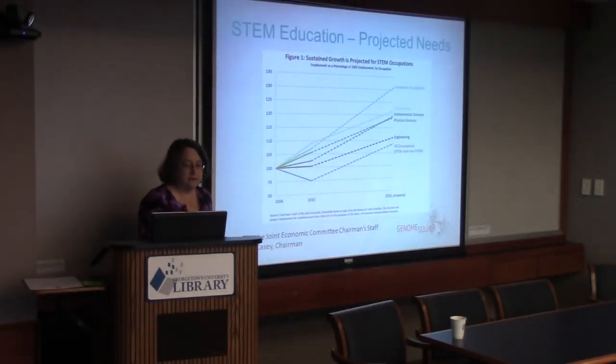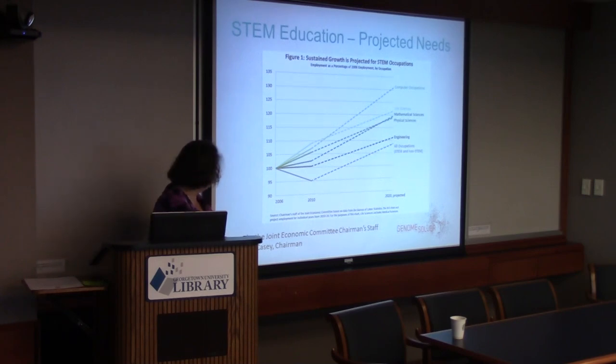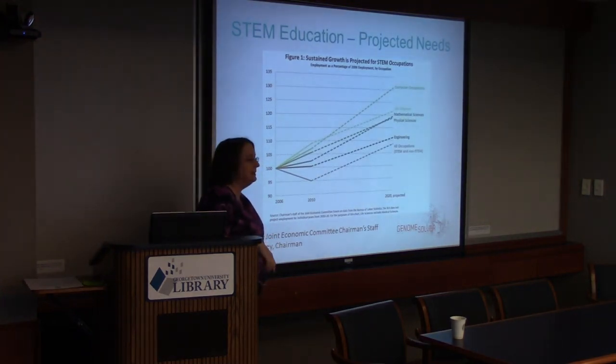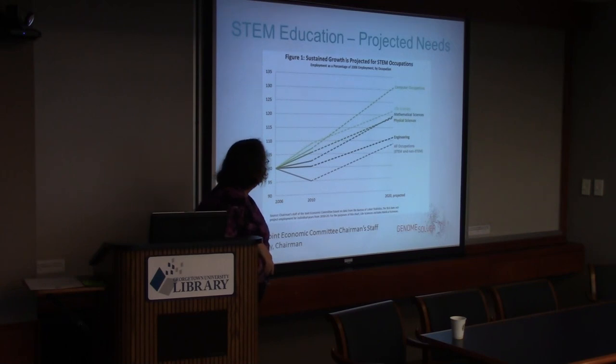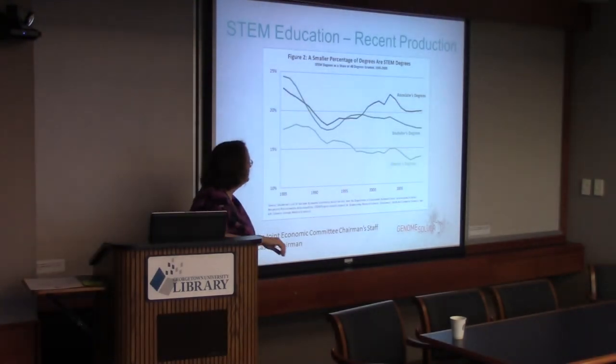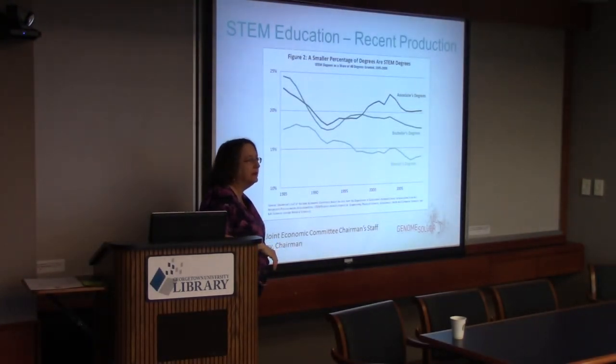So this slide came from a report by the Joint Economic Committee Chairman's staff, who was chaired by Bob Casey. And what this is showing us is the projected needs in STEM fields. For those of you who don't think about this all the time, STEM stands for science, technology, engineering, and math. And we're going to have needs for lots of people who are trained in science and technology coming up within the next decade. However, a smaller and smaller percentage of people are being trained in these STEM fields.